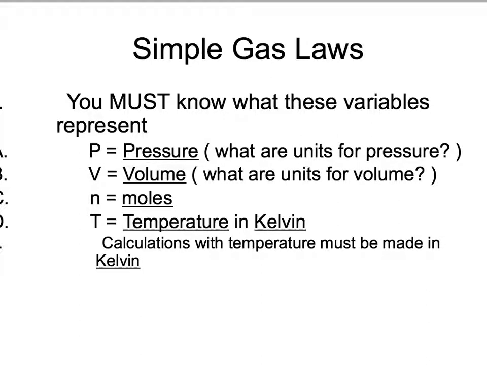Alright guys, so we are going to finish up our notes. We're going to start with page 10, simple gas laws. For this, you must know what these variables represent. P is for pressure, V is for volume, n is moles, and T is temperature in Kelvin. Remember, calculations with temperature must be made in Kelvin. And you guys should know this already.